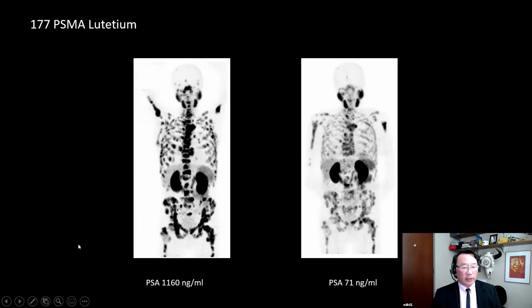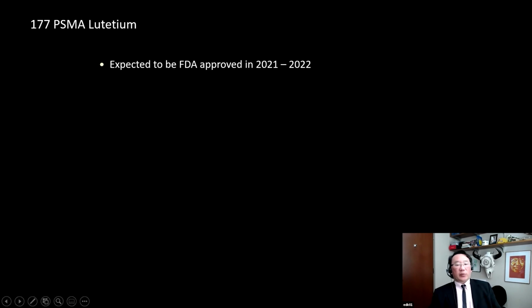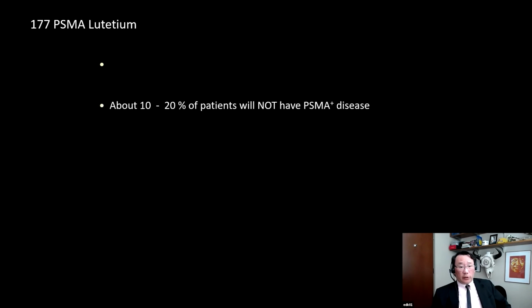And this is a killer. It kills cancer cells. It's expected to be approved by the FDA in 2021 or 2022. So that's very, very soon. It will be approved for patients who have failed hormone therapy as well as chemotherapy who have metastatic disease. In order to qualify, though, you have to have a PSMA positive PET scan. But mind you, 10 to 20% of patients will not have PSMA on the surface of their cancer. So right at the start, there are going to be patients that are not going to be eligible for treatment with 177 PSMA lutetium.